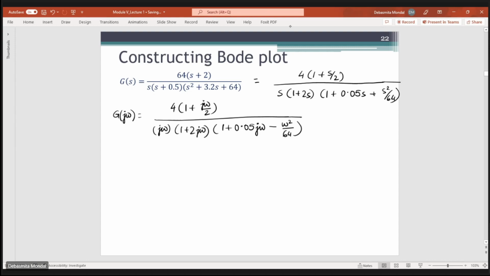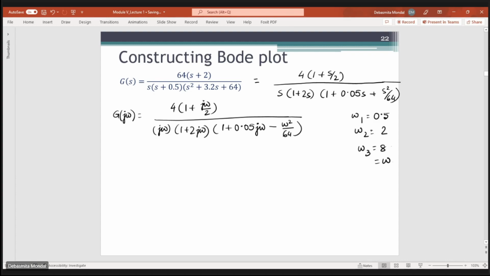Okay, so the corner frequency for this term is equals to, so if I keep on writing the corner frequencies, let's say for the first term the corner frequency will be equals to 0.5. Sorry, for this term the corner frequency is 0.5, for this term the corner frequency is equals to 2, and for this term the corner frequency you can find out omega 3 will be equals to 8.